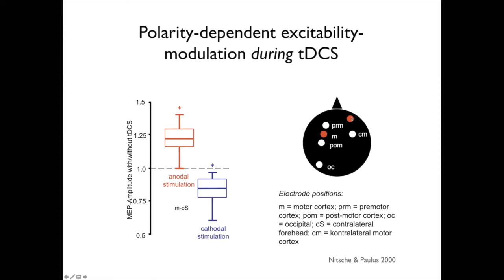supraorbital area, you get an excitability enhancement measured via motor evoked potential amplitudes induced by TMS, excitability enhancement with the anode over your target area, and excitability reduction with cathode over your target area, stimulated here for 4 seconds. This is too short to induce after effects.